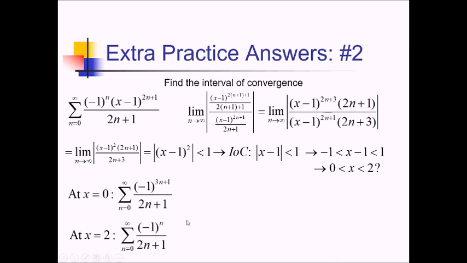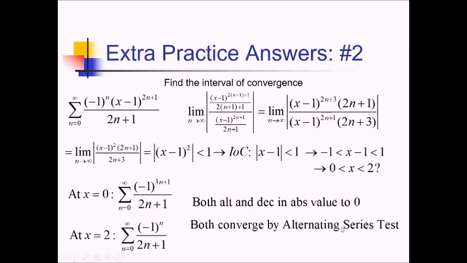So we see here that actually both of these series are alternating and decreasing in absolute value to 0. They're alternating and getting closer and closer to 0 as n increases. So therefore, both of these are going to converge by the alternating series test, which means since both of our endpoints actually converge, we have to rewrite our interval of convergence as 0 less than or equal to x less than or equal to 2.